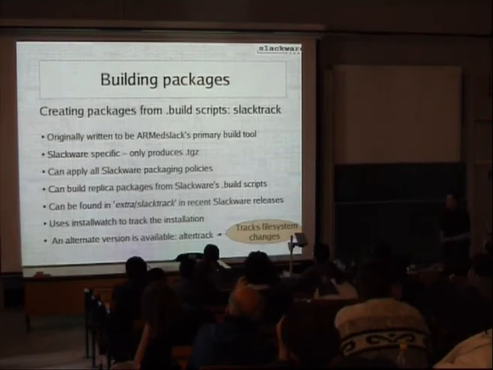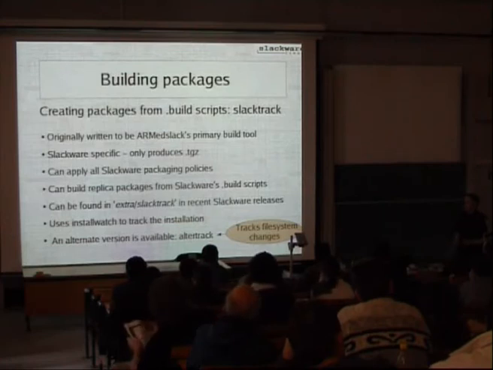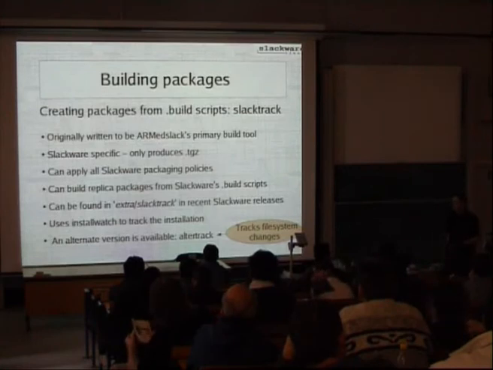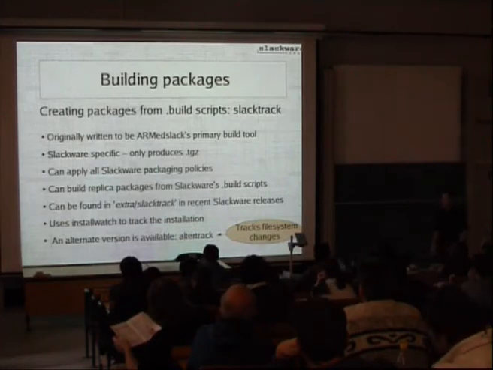SlackRoot is a utility that only produces .tgz files. It can apply all of the known Slackware packaging policies to your package contents. And if you build reference packages with it, you can find that package in the extra directory of the Slackware tree. The way SlackRoot works is it uses a library called installwatch.